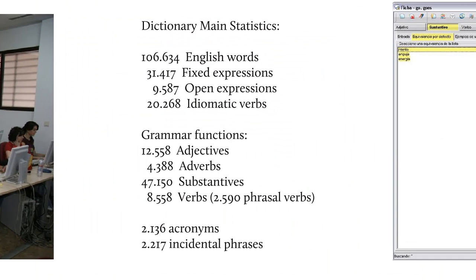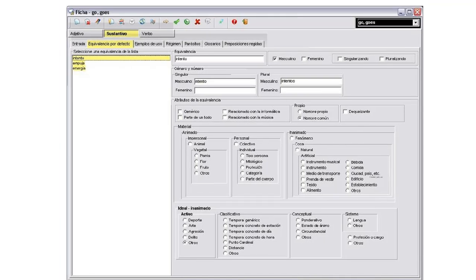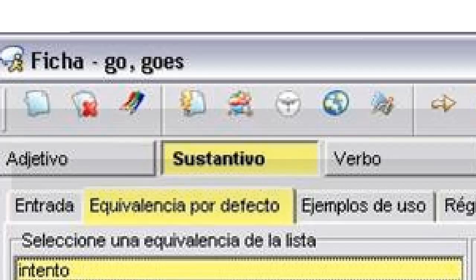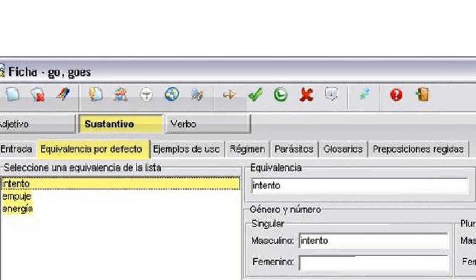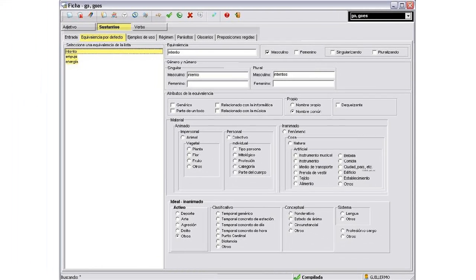But the most important factor is not the number of words, but the detailed data on each one of them. For each word, there are more than 100 attributes for each one of its grammatical functions. This information is critical when it comes to taking decisions during the process of text analysis and of assigning Spanish equivalents. Each one of these fields, for example this one, city or country, fulfills a function in a given moment to help the program choose the exact equivalent in each sentence.